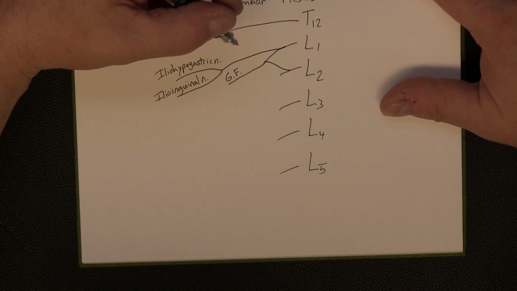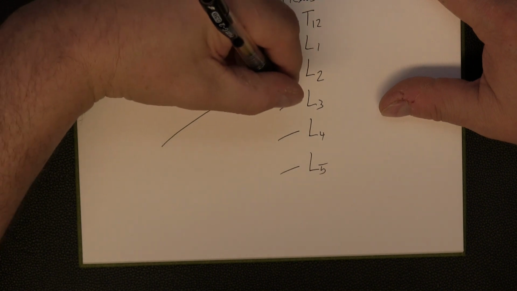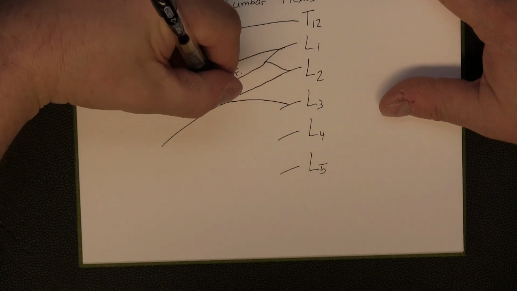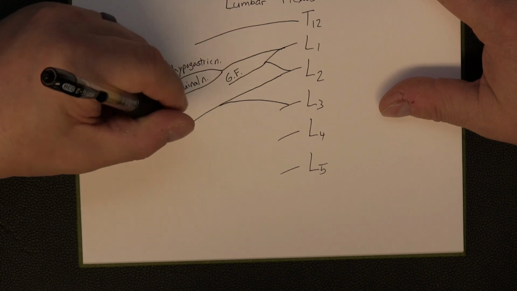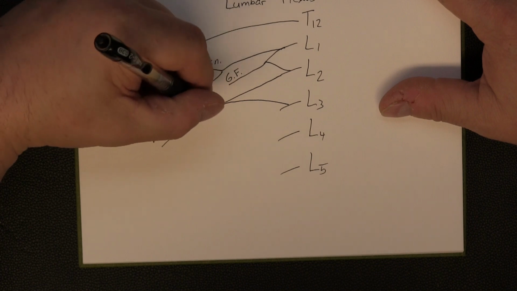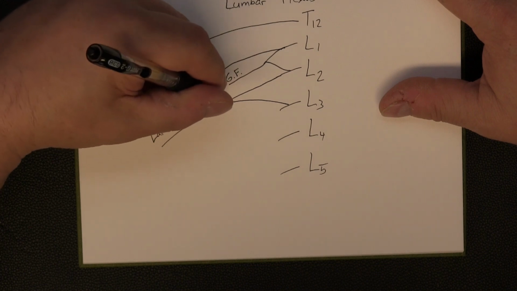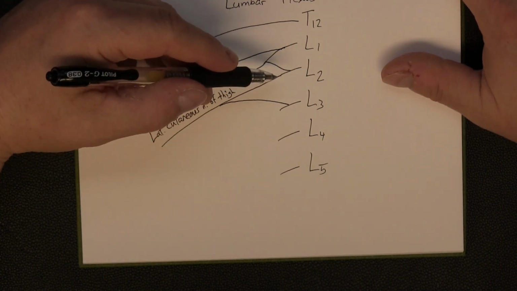And then, coming from L2 and L3, we have the lateral cutaneous nerve of the thigh. And its name is basically telling you exactly what it does. It is going to be cutaneous to the lateral upper thigh, comes from L2 and L3 right there.